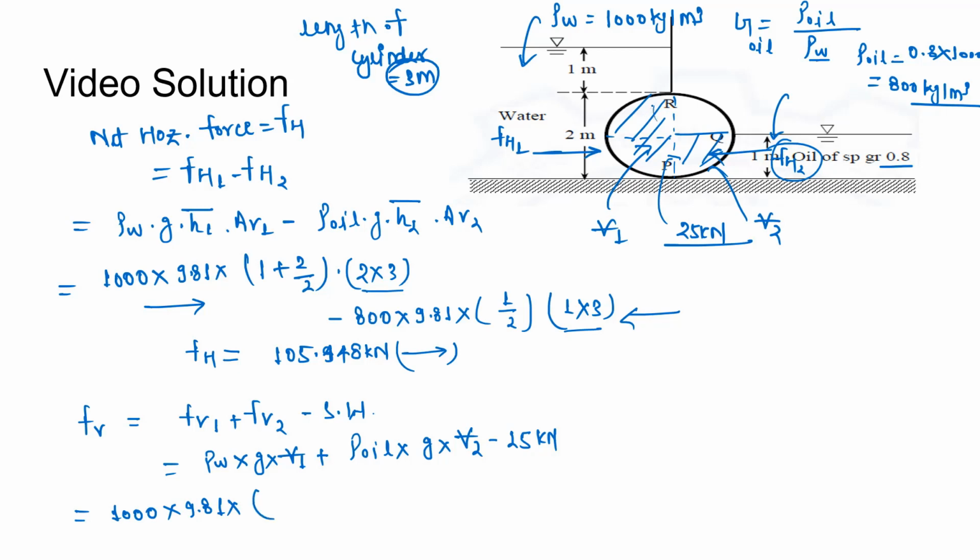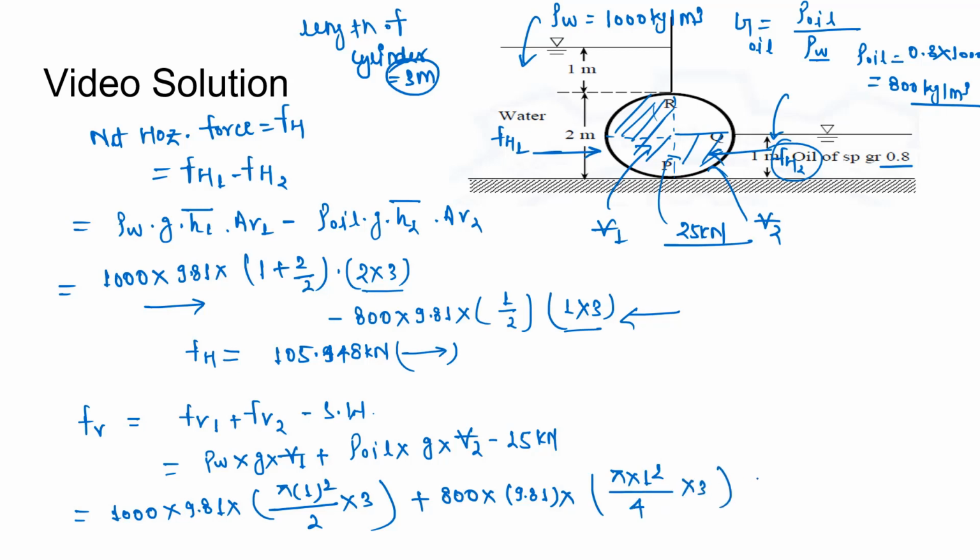Now we put the values here, we will see rho W will be 1000 into 9.81 into volume 1. Volume of this much part will be area of this much part into length of cylinder. So that will be pi into 1 square by 2 because radius is 1, into 3, plus density of oil 800 into 9.81 into volume of 2 will be pi into 1 square by 4 into total length, that is 3, minus 25 kilonewton. Now if we solve this, we get force as 39.719 kilonewton. It will be acting upward.